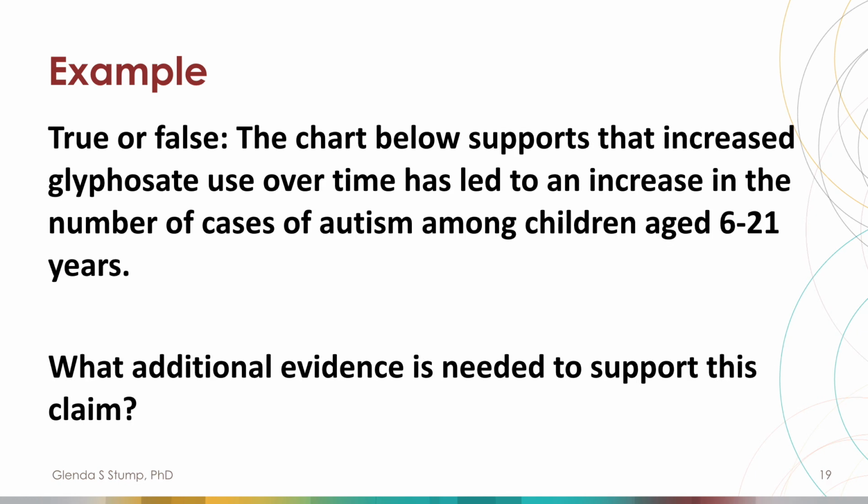And then here's another one. So this is a true or false question, and there obviously was a chart that accompanied this, but the statement was, the chart below supports that increased glyphosate use over time has led to an increase in the number of cases of autism among children aged 6 to 21 years.